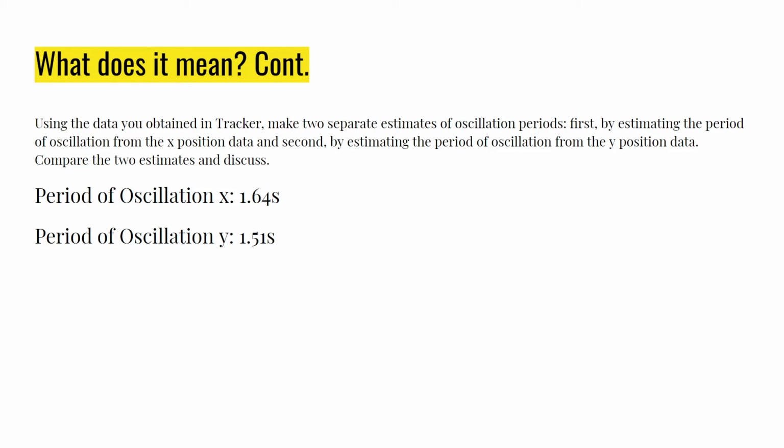The last question is to compare the estimates of the period of oscillation for the x position data and the y position data. I found that the period of oscillation for the x data was 1.64 seconds, while the period of oscillation for the y was 1.51 seconds. The period of oscillation for the x was almost exactly equivalent to the overall period of oscillation I found before. But the period of oscillation for y has a more significant difference, which I assume is due to the fact that the forces in the system are mostly in the y component.